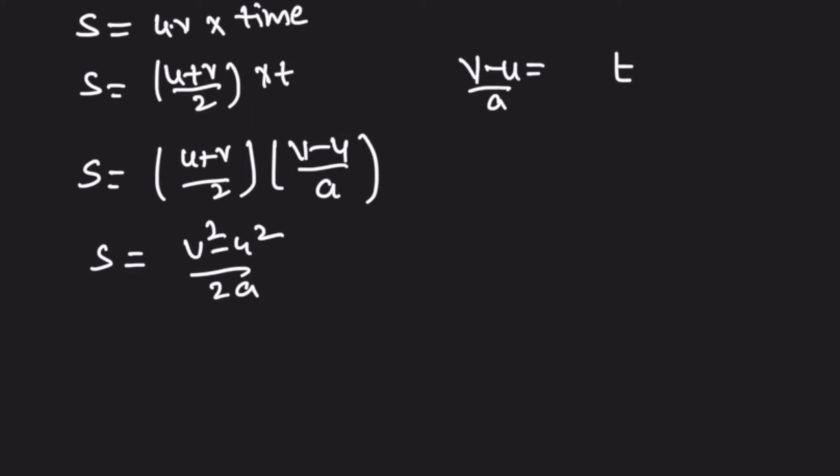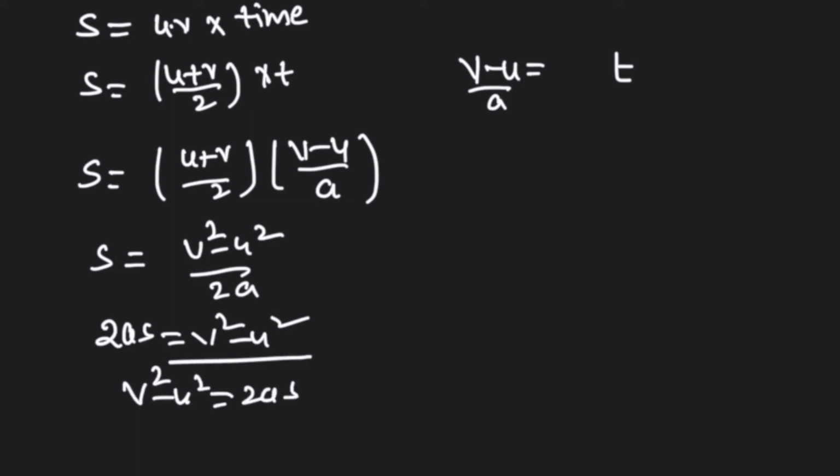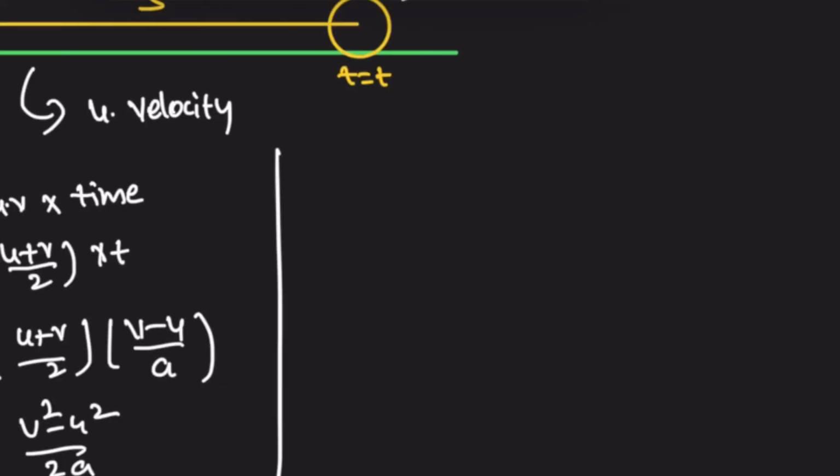Okay, see here, then 2a prime toward this side, then it becomes 2as. So 2as is equal to v square minus u square. So finally we get v square minus u square is equal to 2as. Okay, this is the second kinematic equation. So what is the first kinematic equation? V is equal to u plus at. The second one is v square minus u square is equal to 2as.